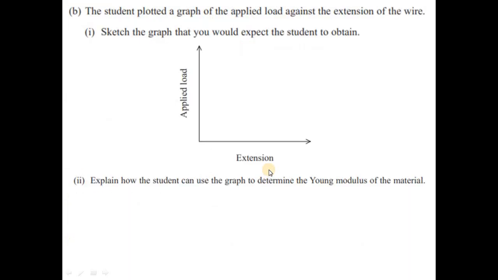Part B, a student plotted a graph of the applied load against the extension of the wire. Sketch the graph that you would expect the students to obtain. Of course, this is a force extension graph, for Young modulus, so it is a straight line passing through the origin.